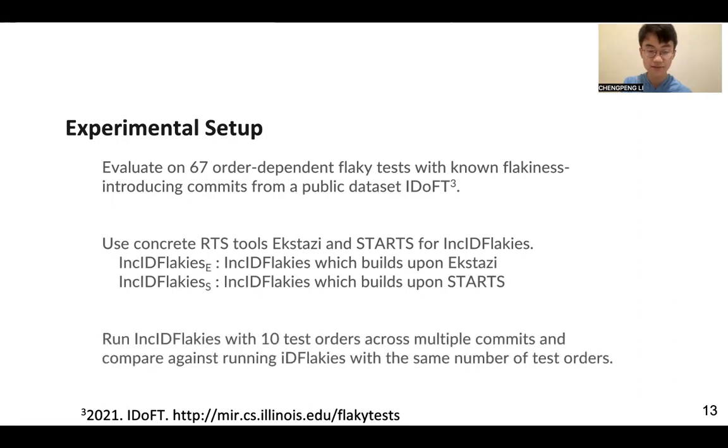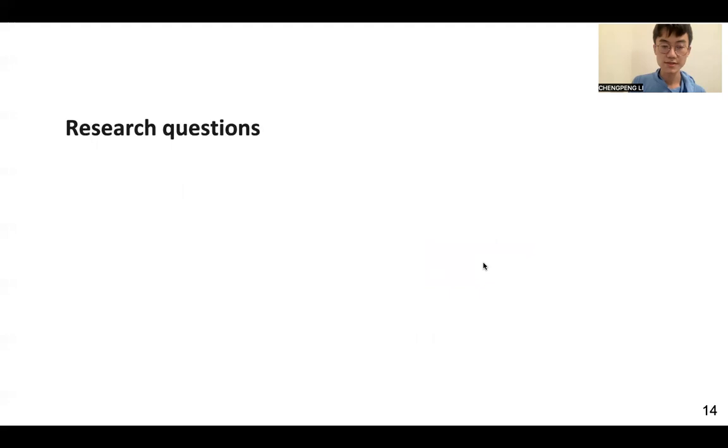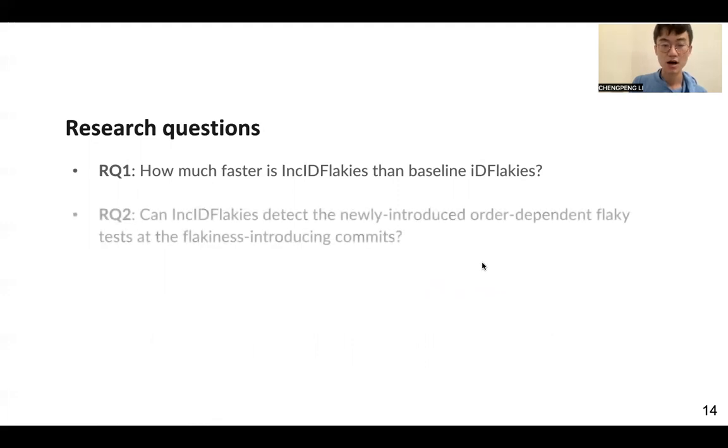We will run ink-ID Flakys with 10 test orders, which is recommended by the baseline ID Flakys to detect newly introduced order-dependent Flaky tests. We will also run ink-ID Flakys across multiple commits and compare against running ID Flakys with the same number of test orders. As for the research questions, we have two RQs. RQ1, how much faster is ink-ID Flakys than the baseline ID Flakys? RQ2, can ink-ID Flakys detect the newly introduced order-dependent Flaky tests as the flakiness introducing commits?